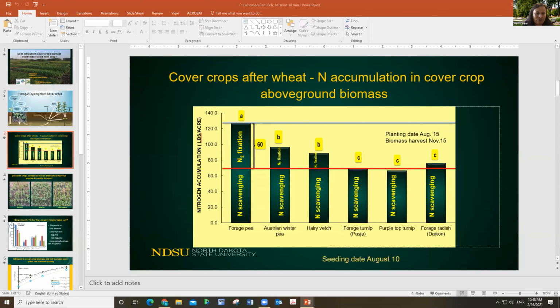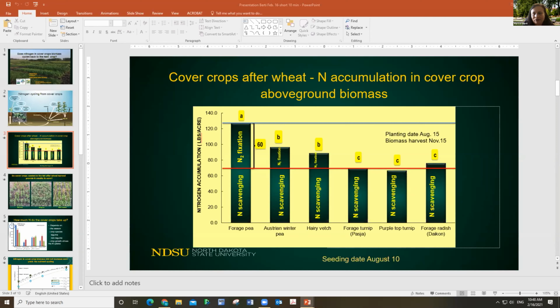Here you see 4-HP nitrogen accumulated in the biomass is up to about 120, of which about half comes from nitrogen fixation. This was planted August 15 and harvested November 15. All the legumes have a little bit of nitrogen fixation here, and then for the brassicas, turnip and radish, all the nitrogen you find in the biomass is from scavenging, taken up from the soil. It's about 60 pounds.